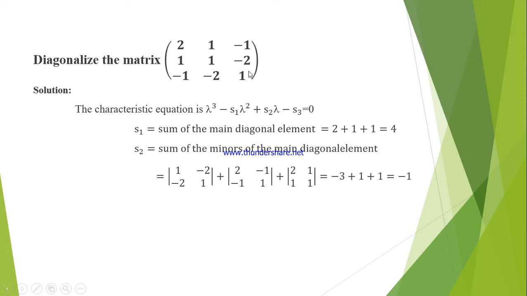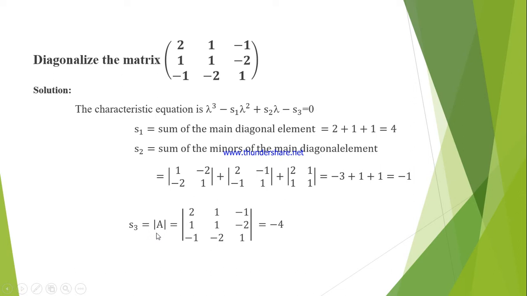Plus find the minor for the last diagonal element. Remove the column and row. We get this, 2, 1, 1, 1. Solve these determinants: 1 into 1 minus 2 into minus 2, plus 2 into 1 minus 1 into minus 1, plus 2 into 1 minus 1 into 1. We get minus 3 plus 1 plus 1, that is equal to minus 1.